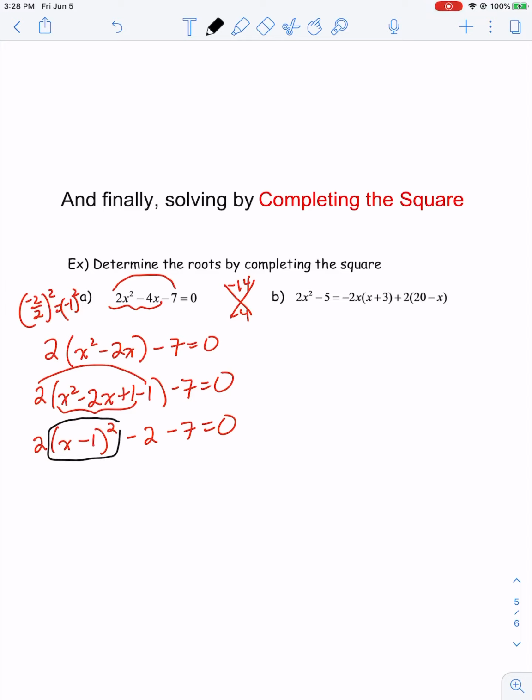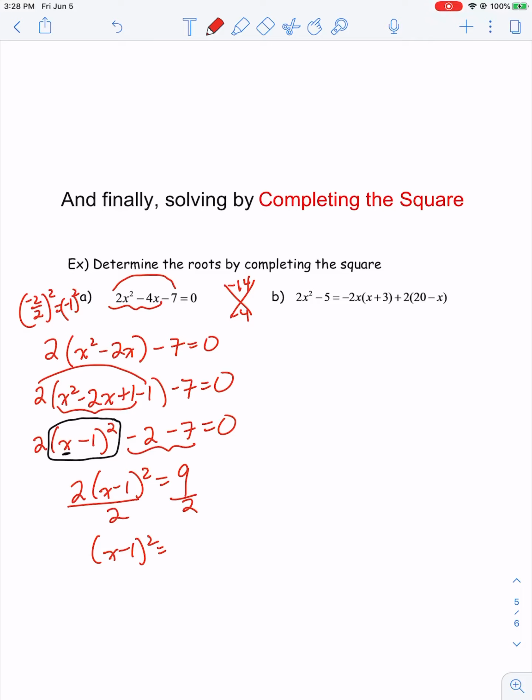The only x I see is this x here, and it's inside a squaring. So we can do it the same way we just did the last three questions. So bring this over to the other side. So 2x minus 1 squared equals 9. The minus 2 and the minus 7 come over to the other side, which is 9. And then divide everything by 2. So x minus 1 squared equals 9 halves.